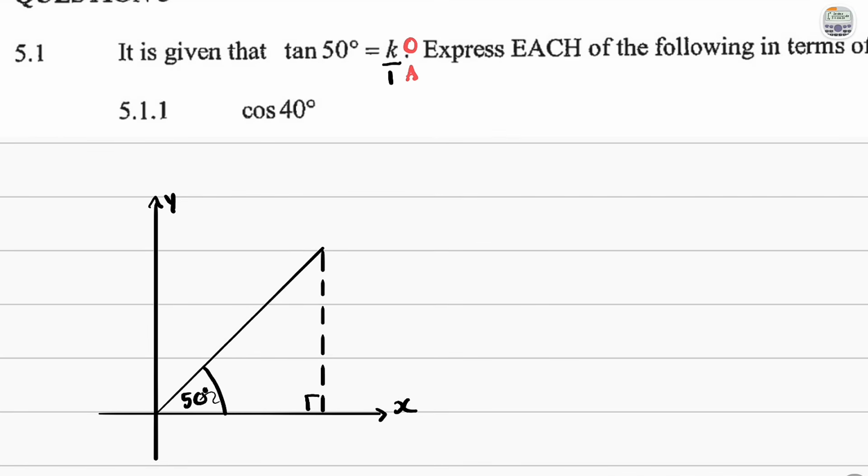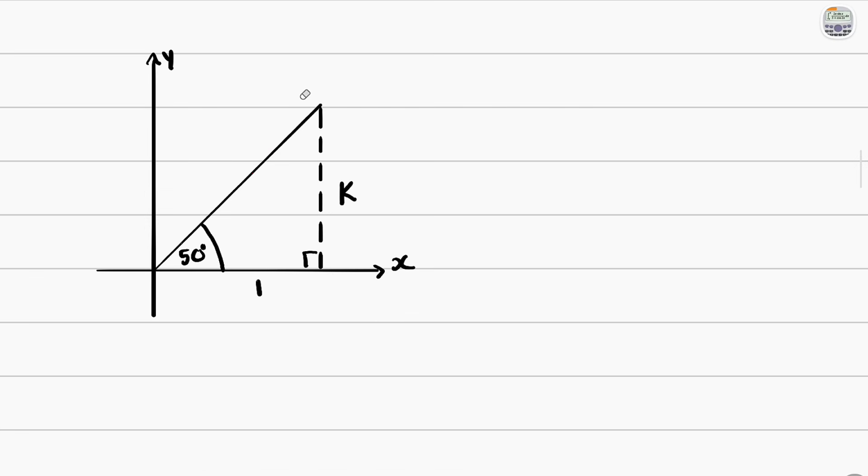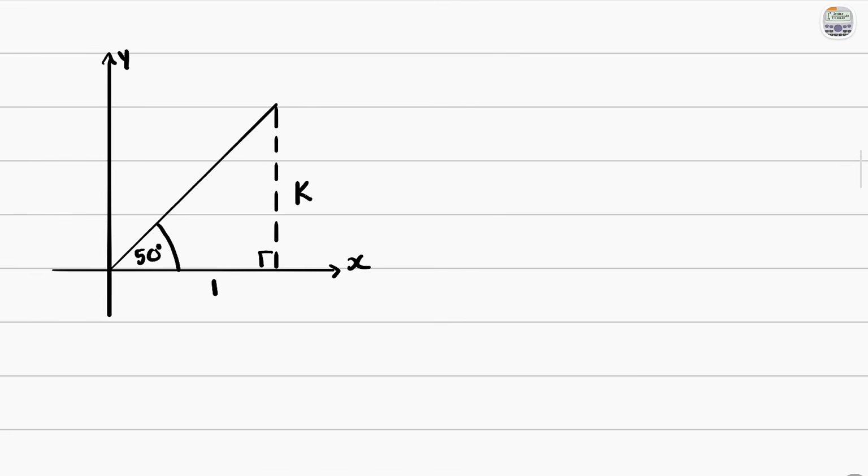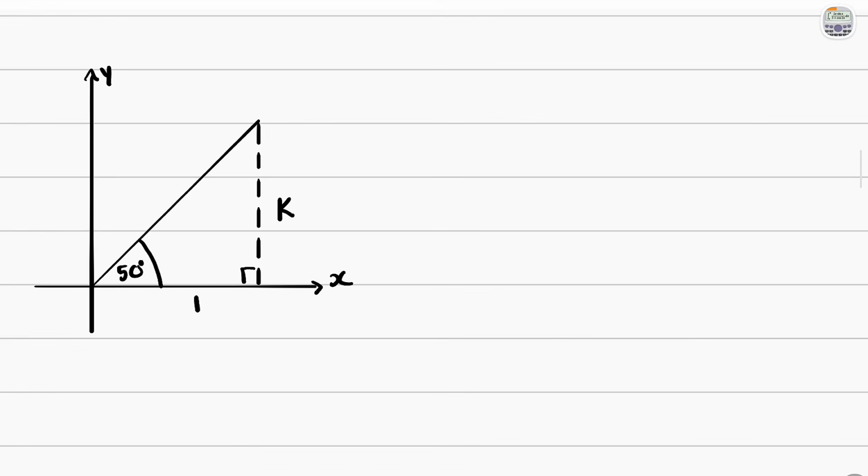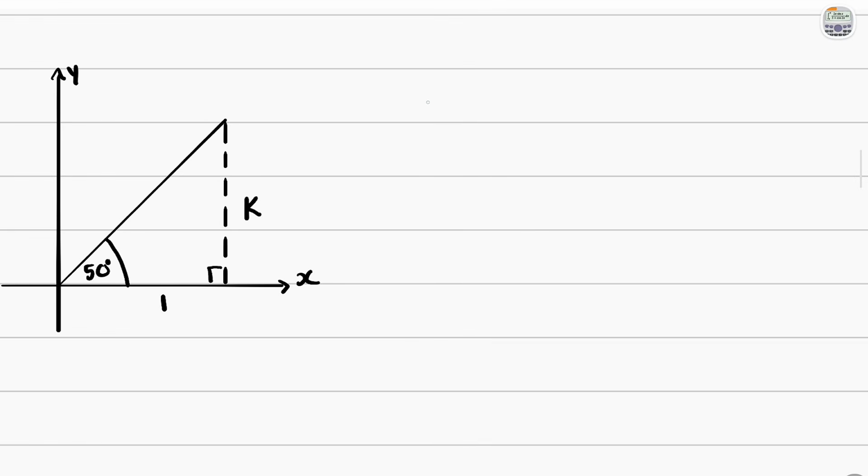So 50 degrees is here. The side opposite 50 degrees is k. And then the side next to 50 degrees is 1. And all we need to find is the hypotenuse. Because this is a right angle triangle, we're going to use Pythagoras to find this. And so we'll call this radius r. So to find r, using the theorem of Pythagoras, r squared is equal to k squared plus 1 squared.